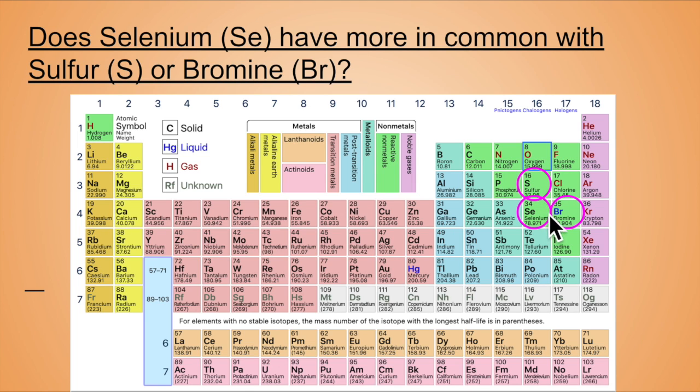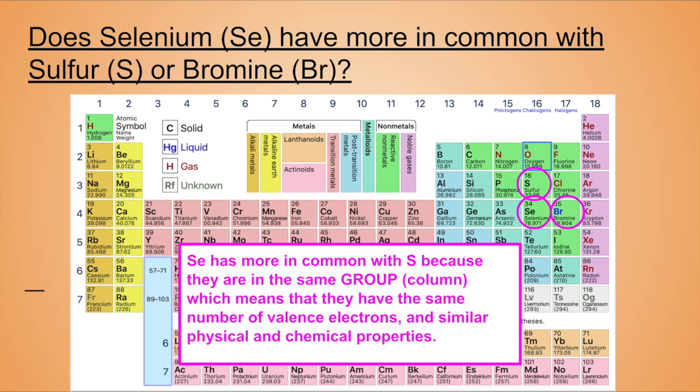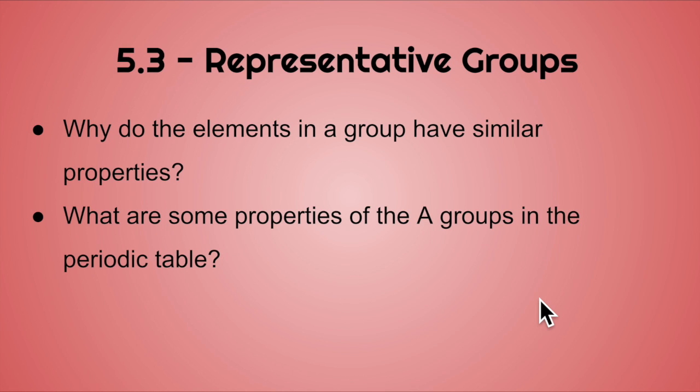Sulfur and selenium and oxygen and tellurium all have 6 valence electrons in their outer shell, so they all have very similar properties. Here we go: selenium has more in common with sulfur because they're in the same group column, which means they have the same number of valence electrons and similar physical and chemical properties.